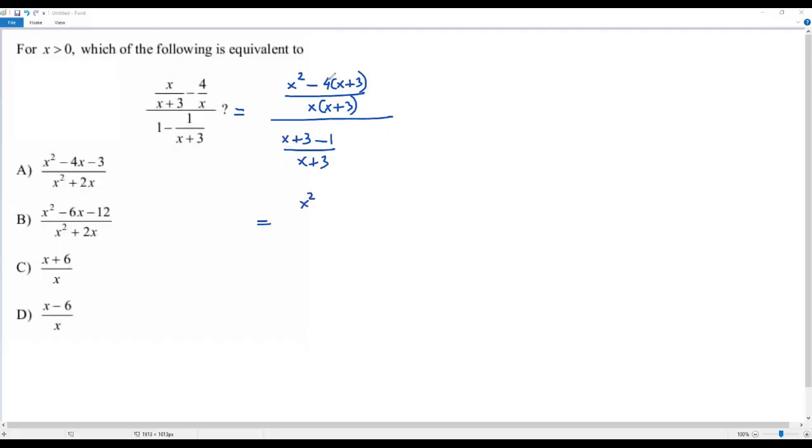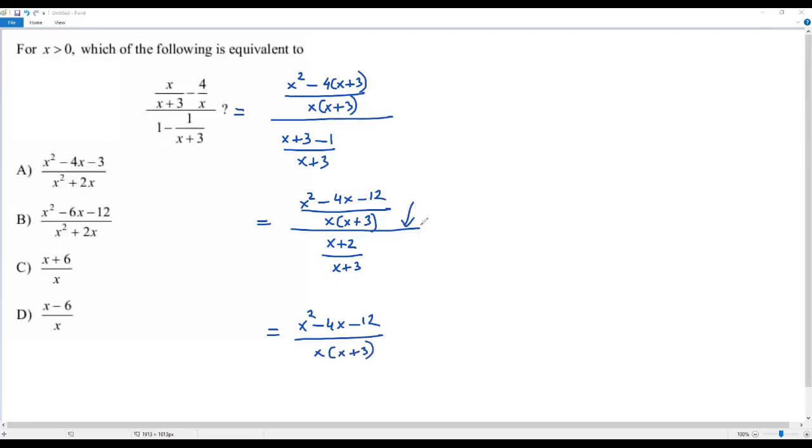That is x squared. We can distribute this negative 4 to this x and 3. Then I'm getting x squared minus 4x minus 12 divided by x times (x + 3), all divided by, when I combine this positive 3 and negative 1, I am getting x + 2 divided by x + 3. Okay, here we have a fraction in the numerator and a fraction in the denominator. Now we can write the fraction in the numerator as it is. That is (x squared minus 4x minus 12) divided by x times (x + 3).